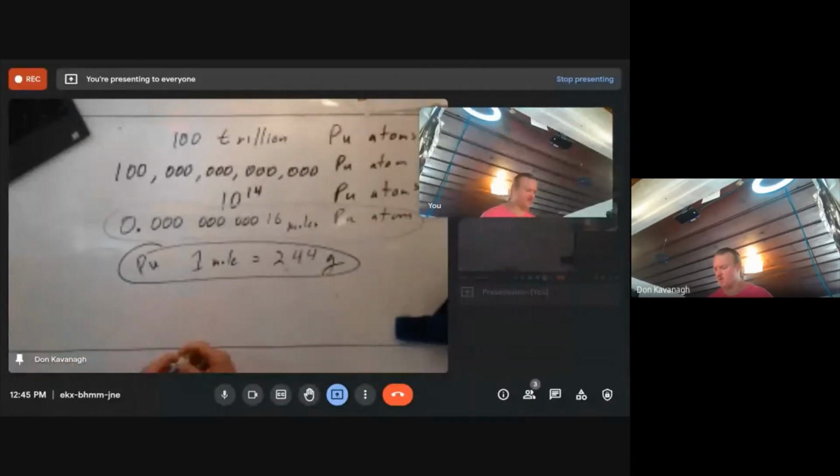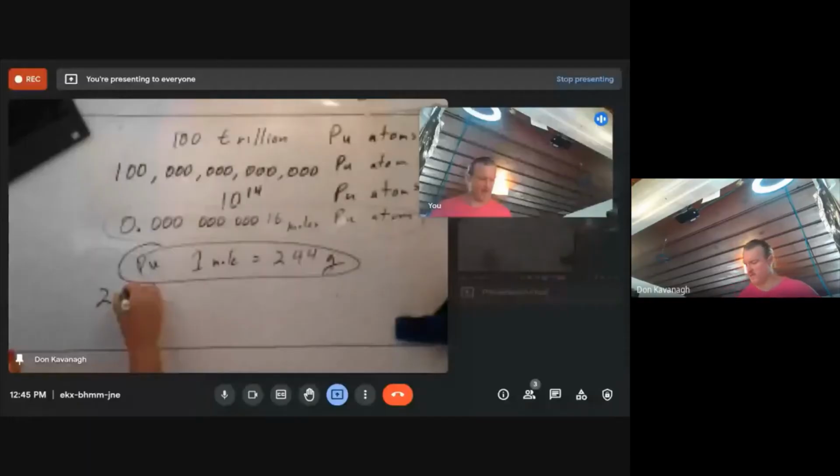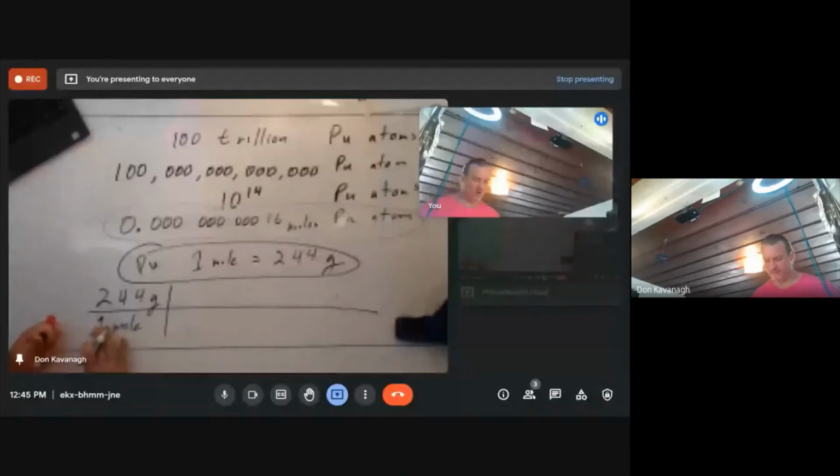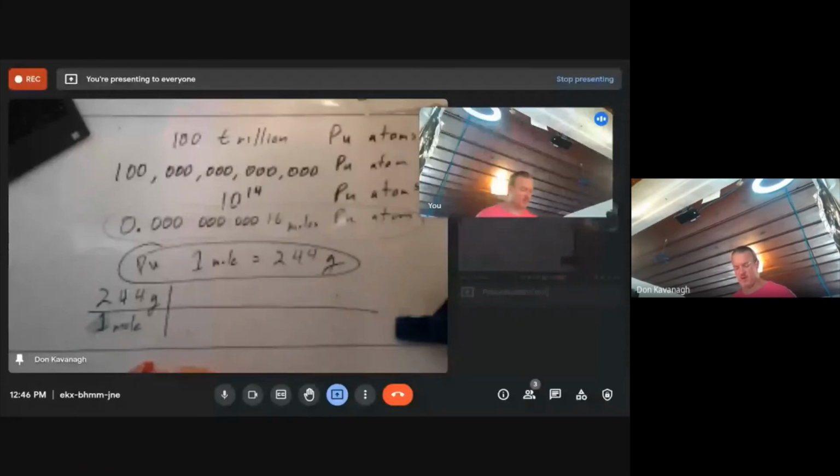This is how many moles we have. This is 1 mole equals how many grams. How many grams of plutonium does 100 trillion atoms weigh? Remember, 244 grams of plutonium is 1 mole all day, every day. I'm going to put the 1 down there for clarity. You won't see that 1 written often, but sometimes you feel more comfortable putting a 1 in there. And remember, dividing by 1 doesn't change the math, so it's not a bad thing to put it in there.